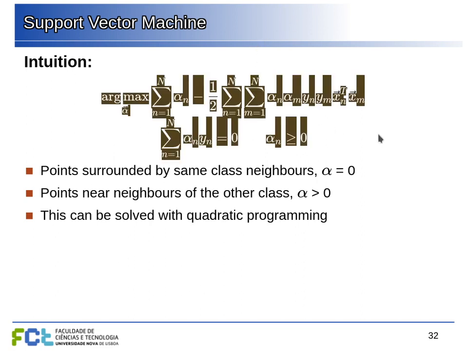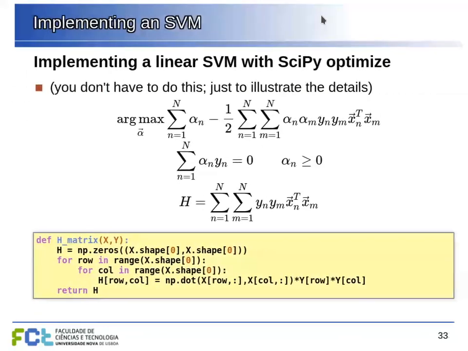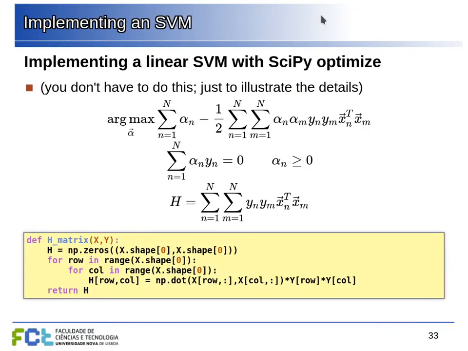And this is a problem that we can solve with quadratic programming methods, because it has this optimization here subject to these types of constraints, and we can actually implement a support vector machine easily with the optimize function in SciPy. You're not going to do this in practice. In practice, we're going to use the support vector machine class in scikit-learn because it's optimized, it runs faster, and it has a lot more numerical stability. But this is just to illustrate how these things work.